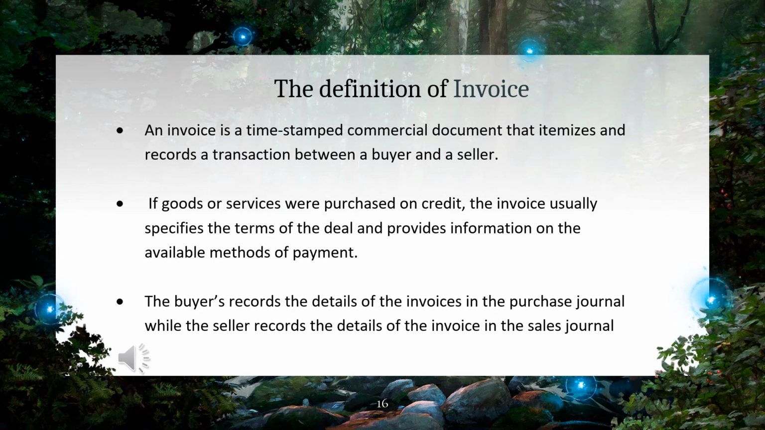Invoice. The definition of invoice. First, an invoice is a timestamped commercial document that itemizes and records a transaction between a buyer and a seller. If goods or services were purchased on credit, the invoice usually specifies the terms of the deal and provides information on the available methods of payment.